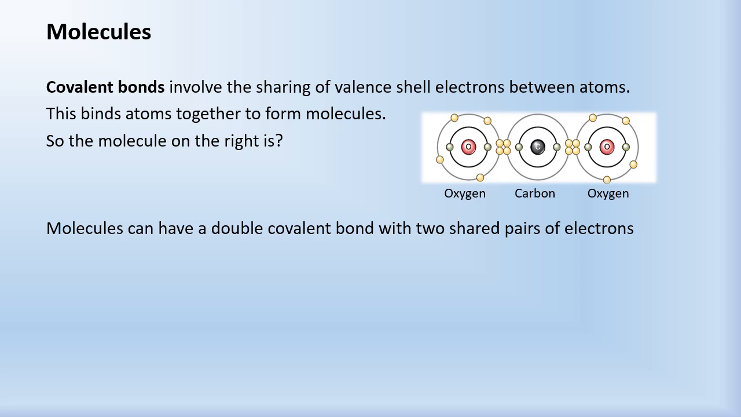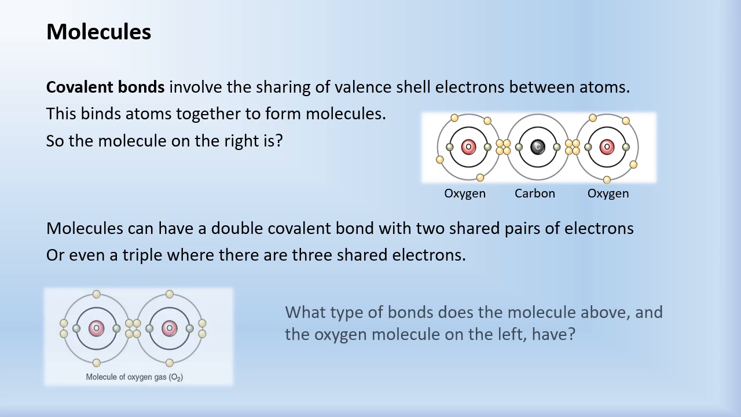Molecules can have a double covalent bond with 2 shared pairs of electrons, or even a triple where there are 3 shared pairs of electrons. Have a look at the carbon dioxide above and also the oxygen molecule on the left. What type of bonds do they have? Yes, they're both double covalent bonds. Note that oxygen is a molecule because it has 2 oxygen atoms bound together, hence O2.